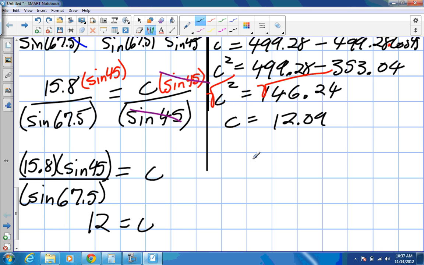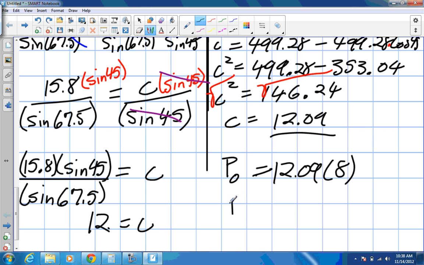So what was the original question asking us? Does anyone remember? Perimeter. How many sides were there? 8. So let's go with the 12.09 and multiply by 8 to find the perimeter of our octagon. 96.72. Sounds good to me. Give them a round of applause. Great job.